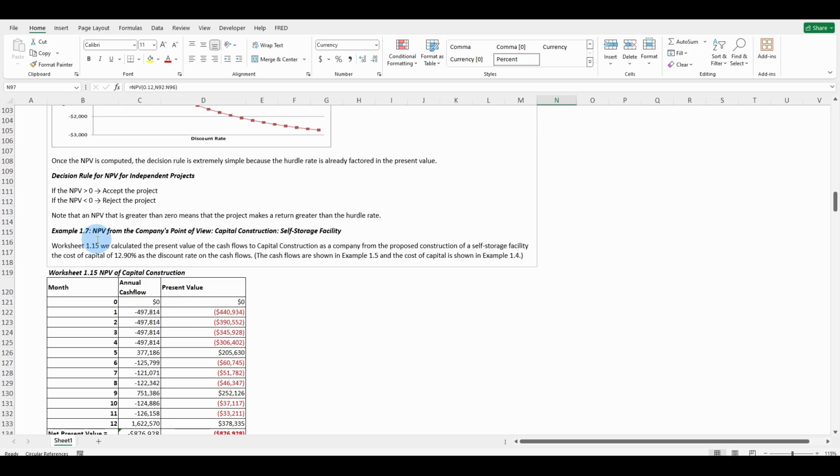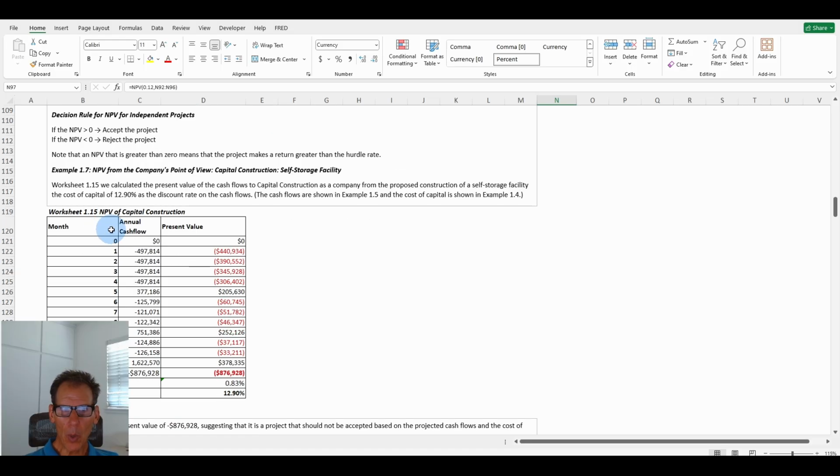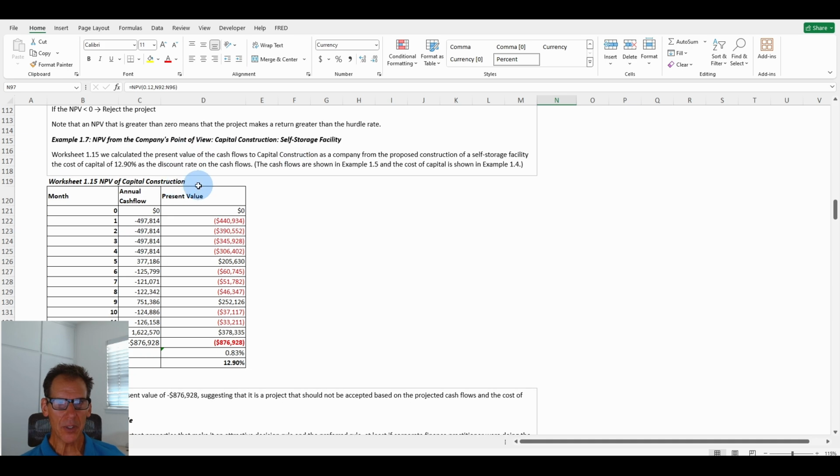Net present value from the company's point of view, capital construction, self-storage facility. In worksheet 1.15, we calculated the present value of the cash flows to capital construction as a company from the proposed construction of a self-storage facility, with the cost of capital of 12.9% as the discount rate on the cash flows. The cash flows are shown in example 1.15 and the cost of capital is shown in 1 point something. All right, don't worry about the numbers here.